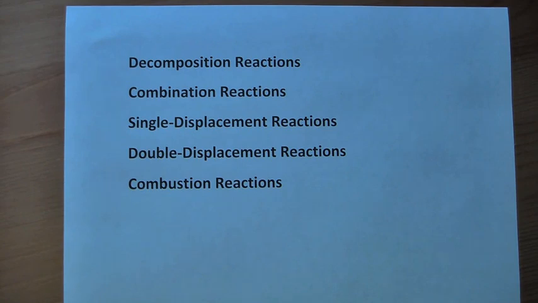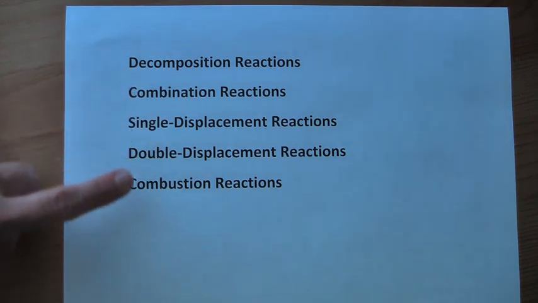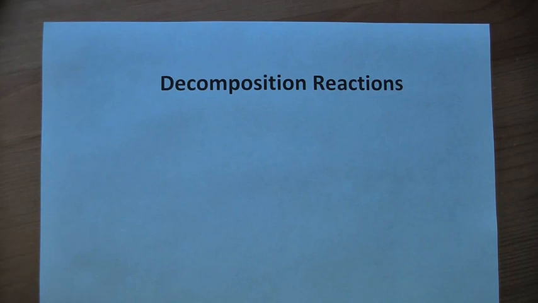Section 5.4, Predicting Chemical Reactions. Products of chemical reactions are identified experimentally, but we can make predictions for 5 types of reactions. I'm going to go through each of the 5 reactions and represent them with paper models.